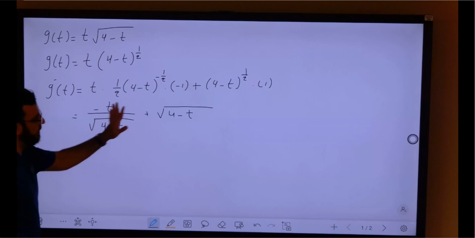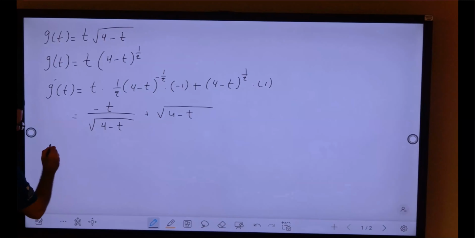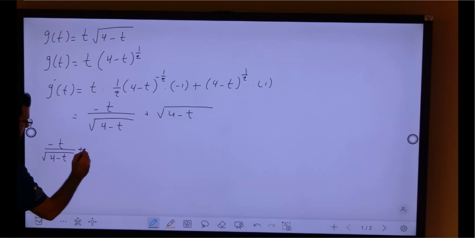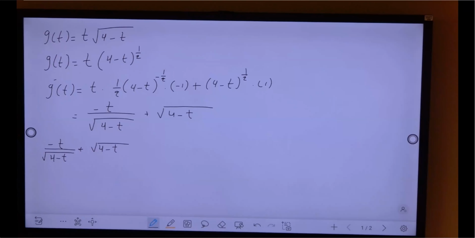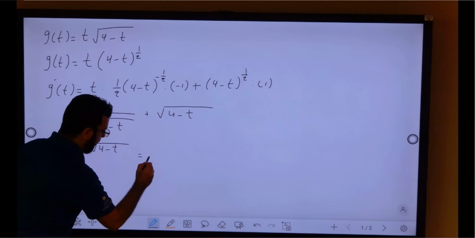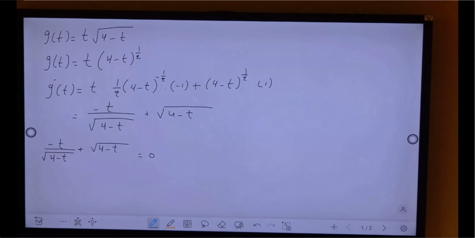I'm going to take everything and set it equal to zero. The zero. Oh, minus t. What's the next step? There's the zero. The zero makes everything easier.